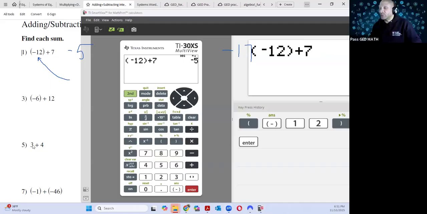Every time you study for this GED, you should have your calculator. You should have your formula sheet. You should have scrap paper. Every single time, because this calculator is going to make it easy for you.